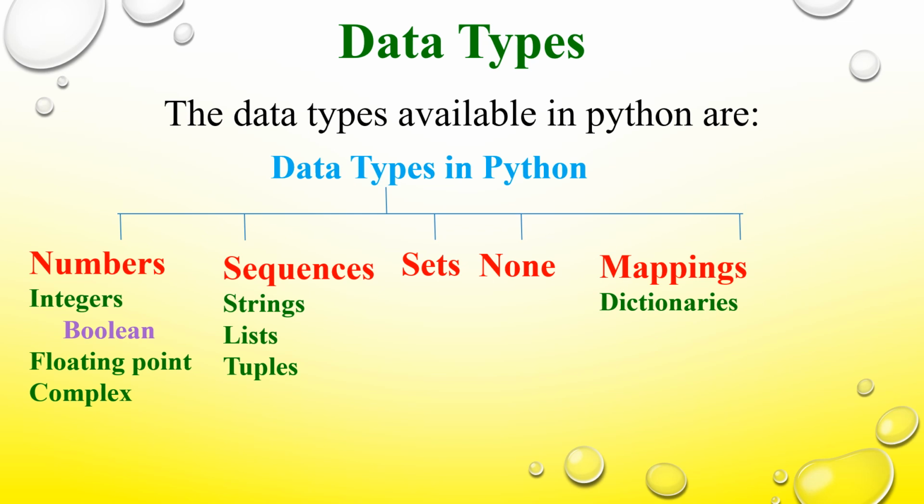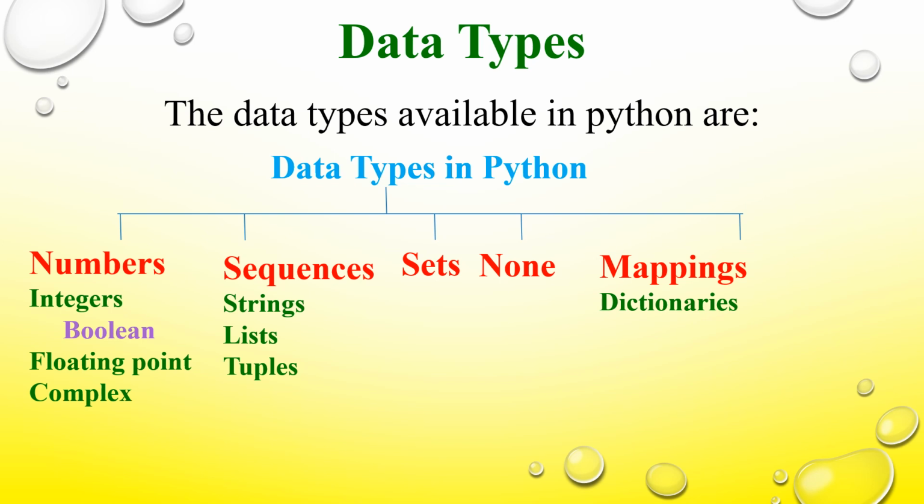The next kind of data type is set. A set can be used for storing an unordered collection of items separated by commas, and the items are enclosed in flower brackets, that is, curly braces. In a list you write in square brackets, in a tuple you write in small parentheses, whereas in a set you write within curly brackets. And here no duplication of an item is allowed.